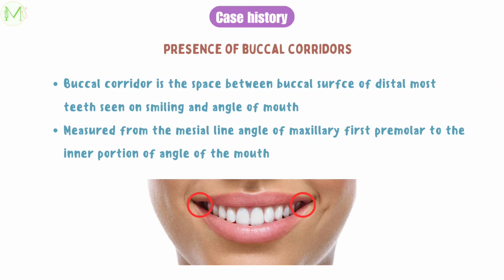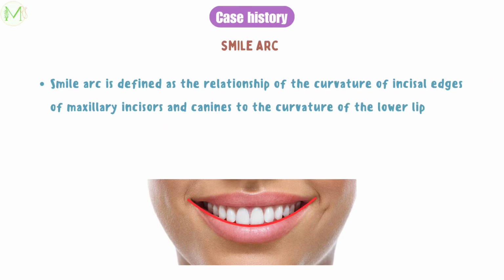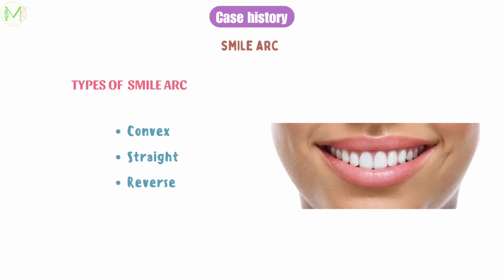The buccal corridors should not be excessive or absent. Lack of buccal corridors can give rise to a denture-like smile. And the fifth component in assessment of smile is the smile arc. Smile arc is defined as the relationship of the curvature of the incisal edges of maxillary incisors and canines to the curvature of the lower lip. The smile arc may be convex, which is curved, straight, or reversed, which is inverted.